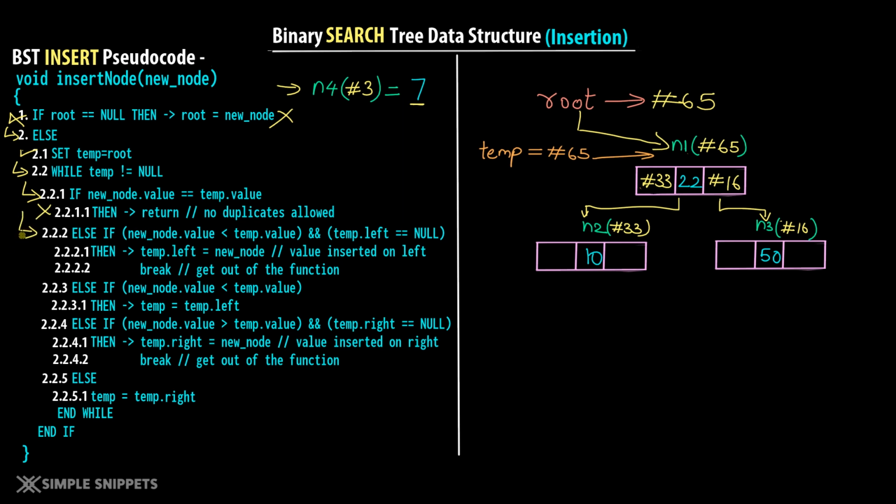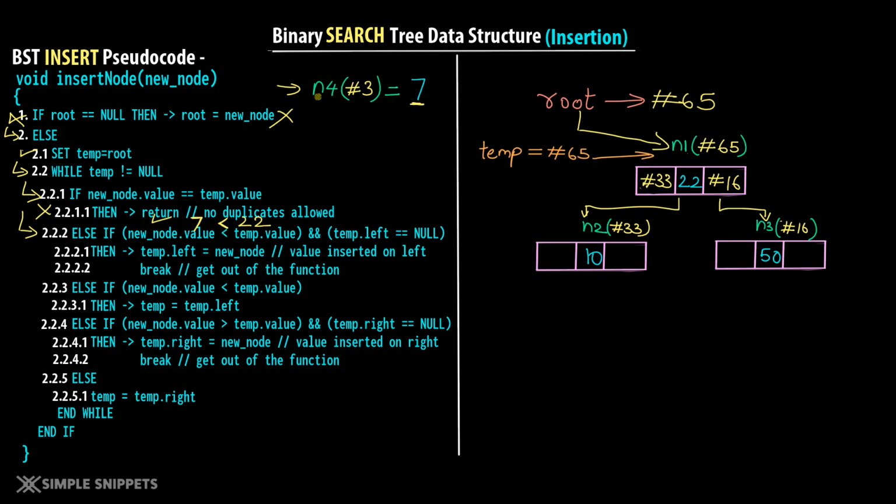Now over here in the 2.2.2, the else if part, we have two conditions. Let's see new node dot value. What is new node dot value? The n4 is the new node whose value is 7. So let's write 7 over here. Is it less than temp dot value? What is temp's value? Temp is pointing to n1. n1's value is 22. Now 7 is less than 22. Correct? So this statement has become true.